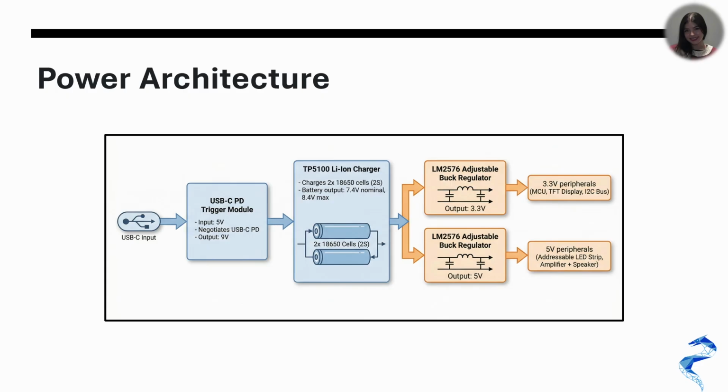The 9-volt output from the PD trigger is then fed into the TP500. This IC is responsible for safely charging two 18650 lithium-ion cells configured in series. This ensures battery safety and longevity.